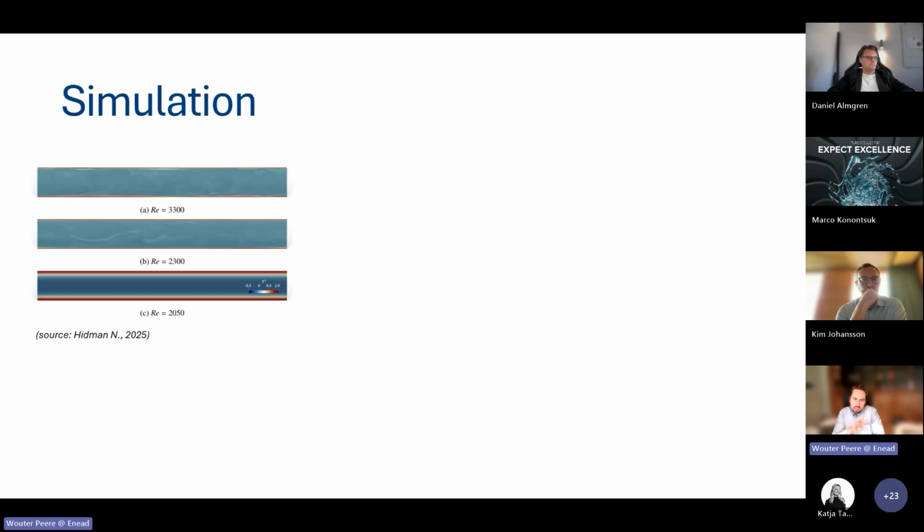Now, if we look at the simulation they did, we have a smooth pipe here on the left. We see with a Reynolds number of 3,300, there is very good mixing. It's all turbulent down to 2,300. And then somewhere it becomes laminar really fast. So when it's 2,050, we see that it's clearly laminar. You see clearly this temperature gradient in the pipe.